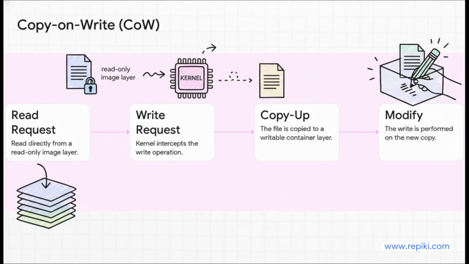Now, containers use this brilliant trick to keep from wasting tons of disk space. When a container starts, its world is made of these read-only image layers. If the container just needs to read a file, no problem, it reads it straight from that layer. But the second it tries to write to a file, that's when the magic happens. The kernel steps in, makes a quick copy of that one specific file up to a new writable layer that belongs only to that container, and then the write happens on the copy. The original image is never, ever touched. This whole system is called copy-on-write, and it's the reason you can run 100 containers from the exact same image without using 100 times the disk space.